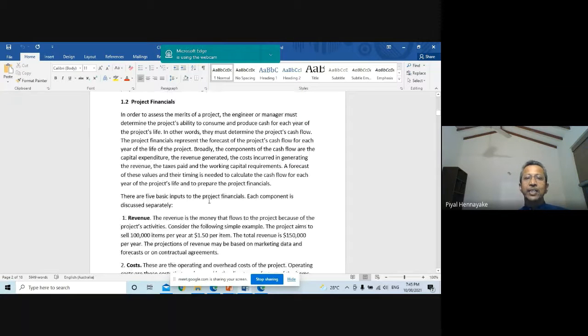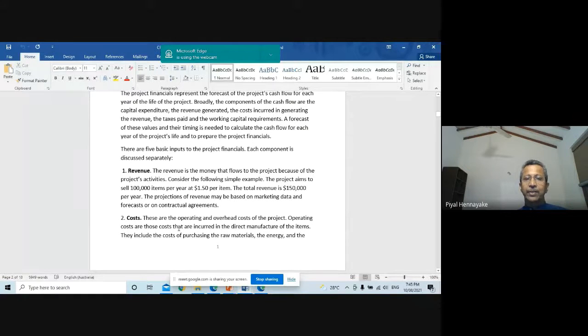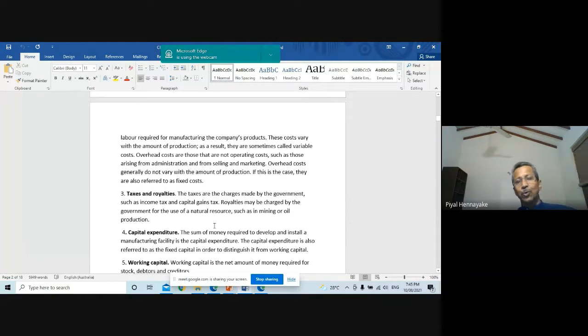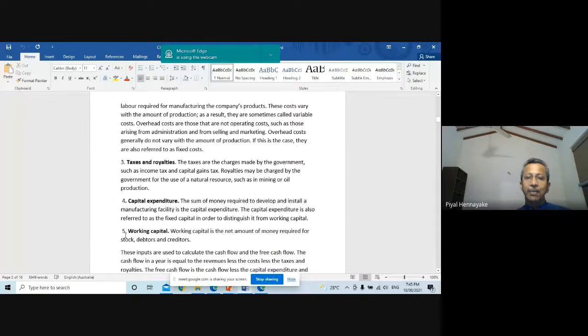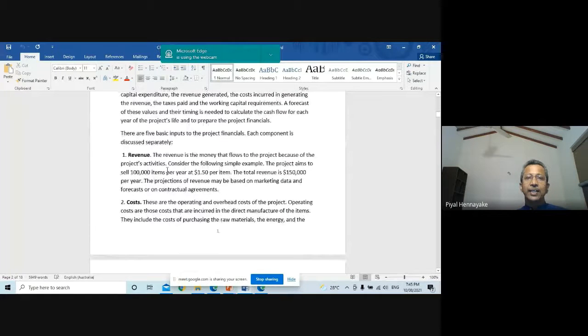There are 5 basic inputs to project financials. One is revenue. When you have the project, you have revenue. That is one input. Then the cost, so the operating and overhead costs are the next item. Then the third one is taxes and royalties. Then we need capital expenditure and working capital, right? So these are the 5 areas needed as the inputs to the project financials.